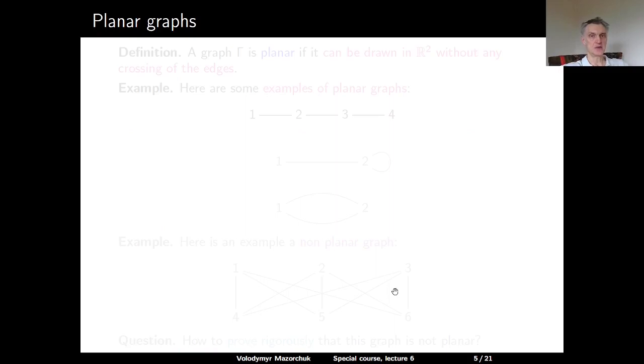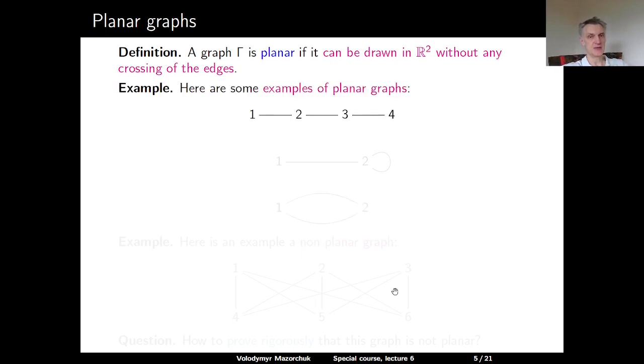Now let us discuss the notion of a planar graph. Definition: a graph gamma is planar if it can be drawn in R2 without any crossing of the edges. So for example, here is a planar graph.